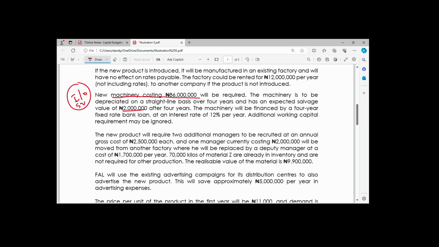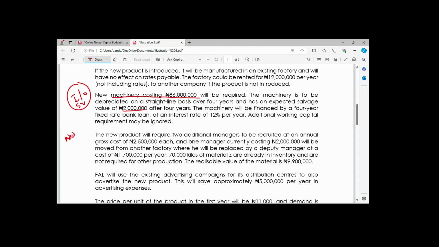The new product will require 2 additional managers to be recruited at an annual gross cost of 2.5 million naira each, and 1 manager currently costing 2 million naira will be moved from another factory where he will be replaced by a deputy manager at a cost of 1.7 million naira per year. 70,000 kilos of material Z are already in inventory and not required for other production. The realizable value of the material is 9.9 million. So in this paragraph, I can see additional labor costs.